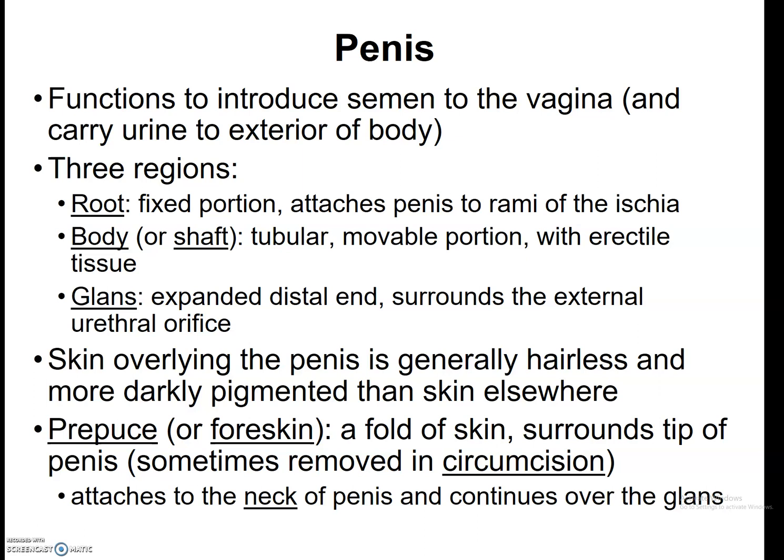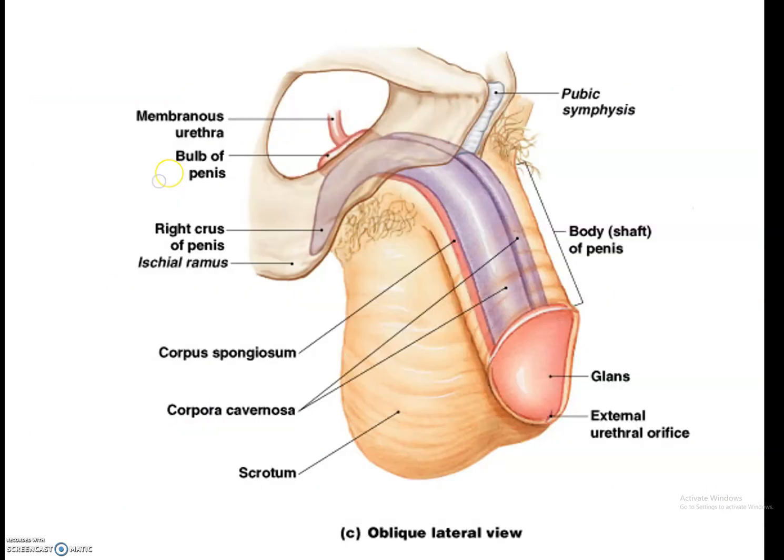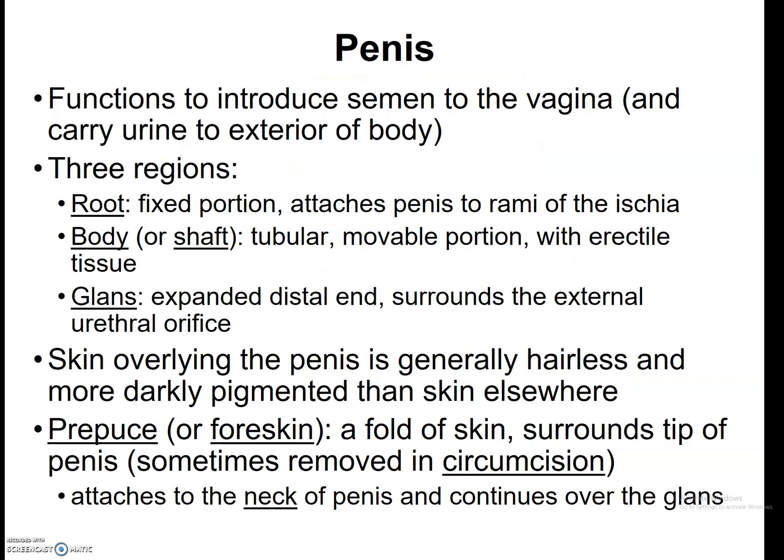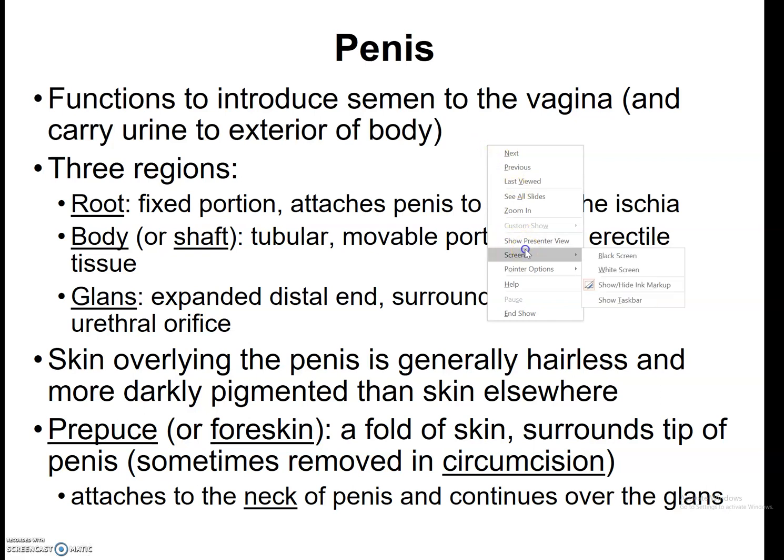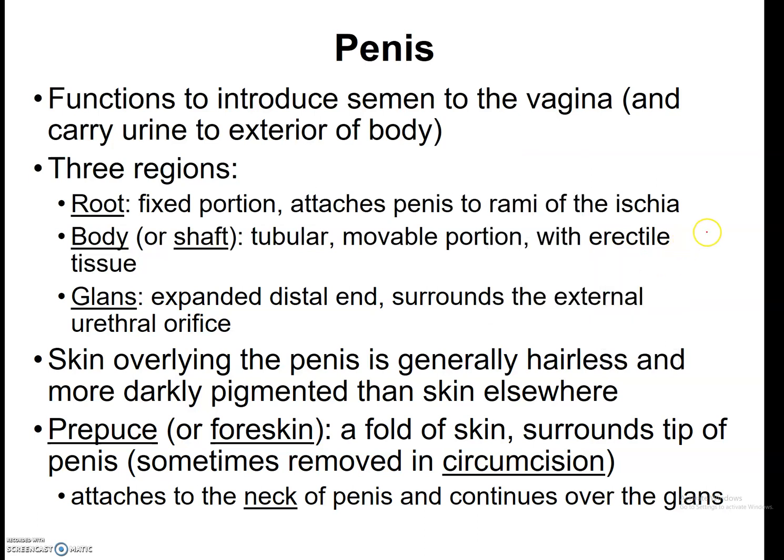There are three regions. There's the root. The root of the penis is a fixed portion. It attaches the penis to the rami of the ischia. So that's at the very base of the penis.